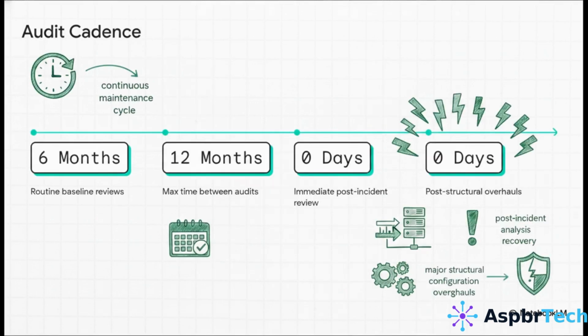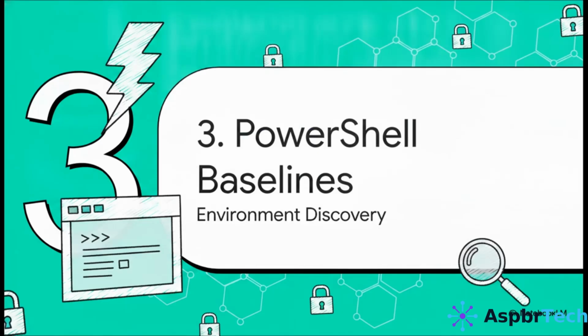Now, an audit is definitely not a one-and-done project. It's a continuous maintenance cycle. If we map this out on a calendar, your routine baseline audit should be happening every 6 to 12 months. But, and this is a big but, immediate reviews are strictly demanded by what we call trigger events. So if you're undergoing domain migrations, executing functional level upgrades to your domain controllers, doing major structural overhauls, or you're stuck in a post-incident analysis phase, you have to trigger an immediate audit. Because in all of those scenarios, the environment just changed, which means your threat landscape fundamentally changed right along with it.